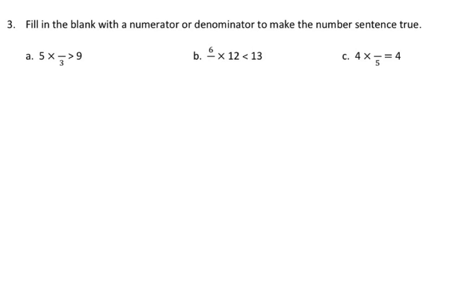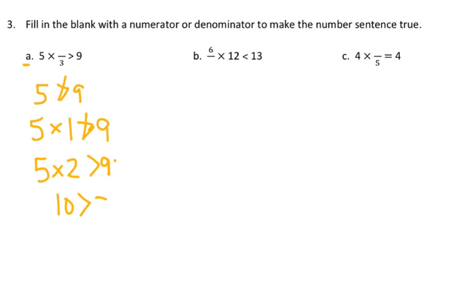So let's take a look at A. I'm going to write what my thinking is here in yellow. So I have 5 times something over 3, or something thirds, is greater than 9. So I know that 5 is not greater than 9. So 5 times 1 would not be greater than 9. But I do know that 5 times 2 is greater than 9 because 5 times 2 is equal to 10, and 10 is greater than 9.